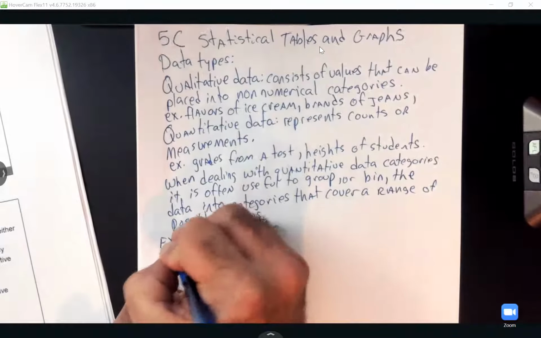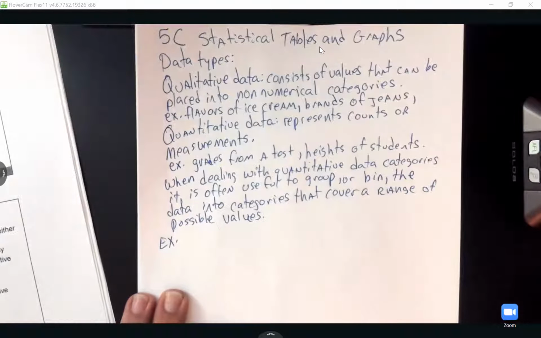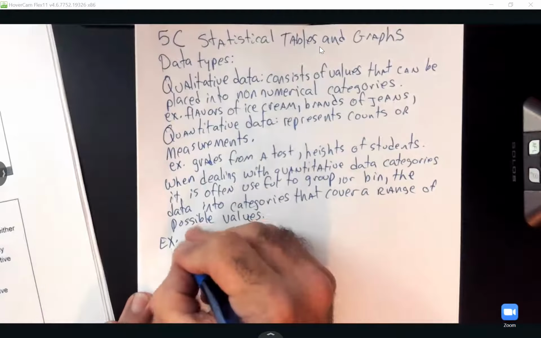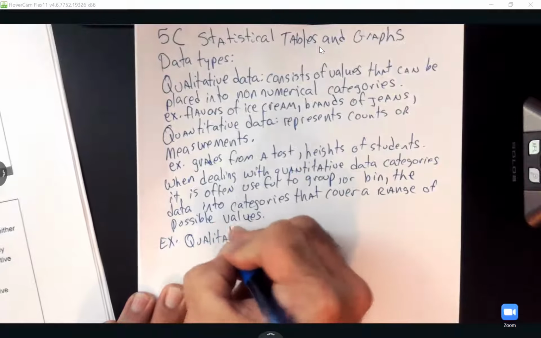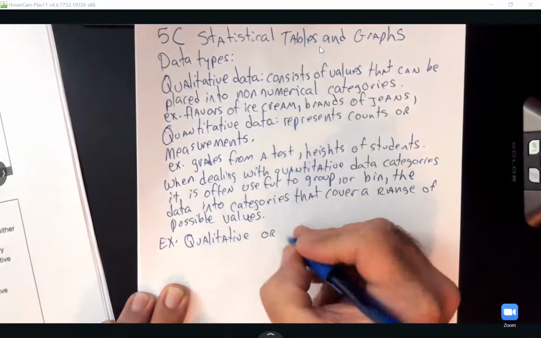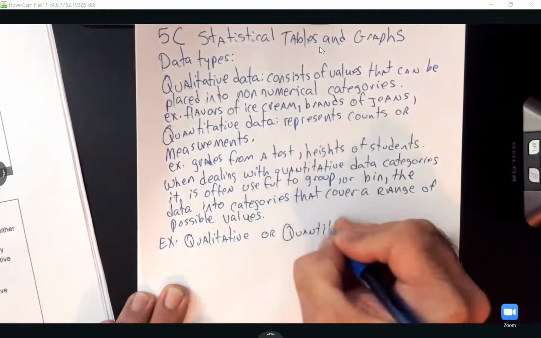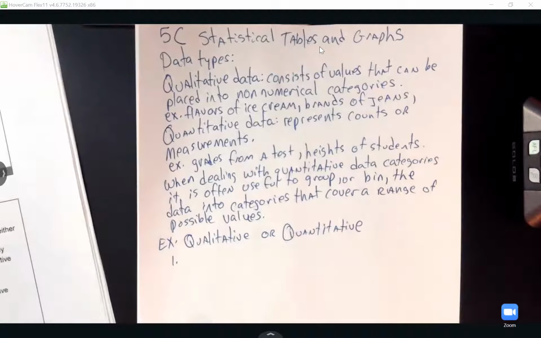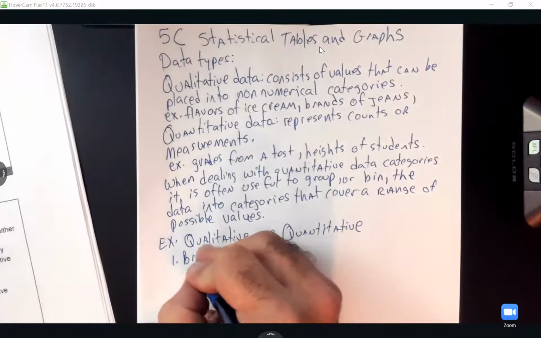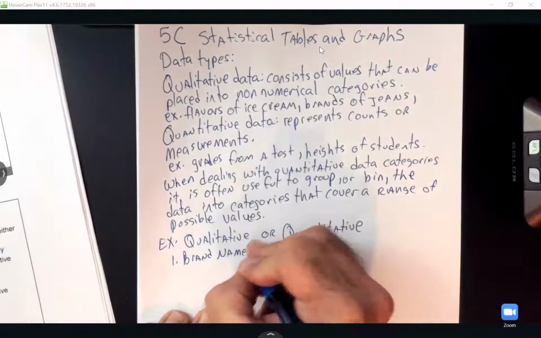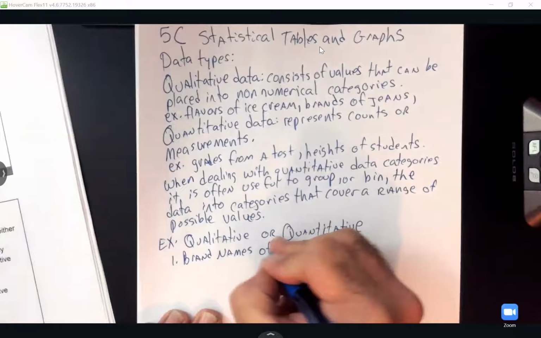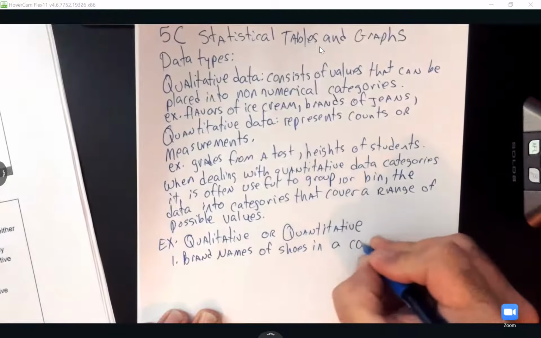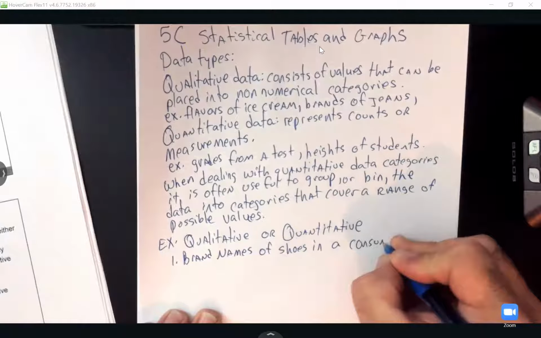So here's just an example going over the qualitative and quantitative. So we want to know if these are qualitative or quantitative. So my first one, brand names of shoes in a consumer survey.